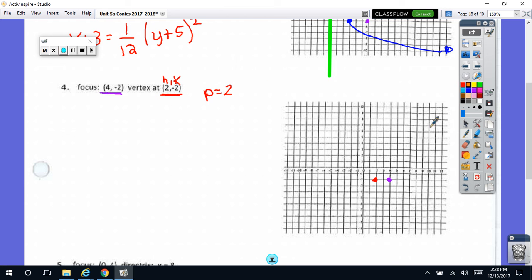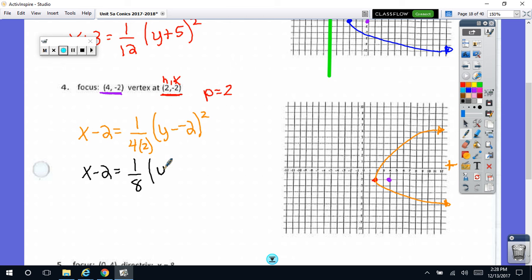Okay, so again, I don't necessarily need to graph my directrix. Okay, if you know that you eat this focus and you know that this is your vertex, it's gotta open this way. Okay, so these are the guys I need. X minus 2, 1/4 times 2, y minus -2 squared, positive, my fraction's positive. Clean it up a little bit. Minus a negative becomes plus, and there's your equation.